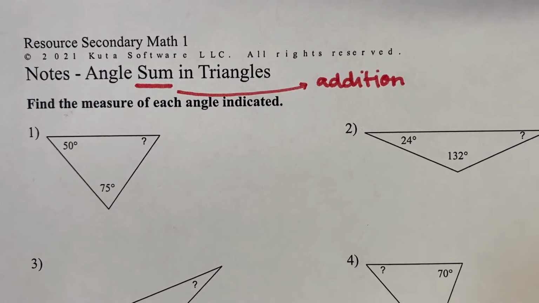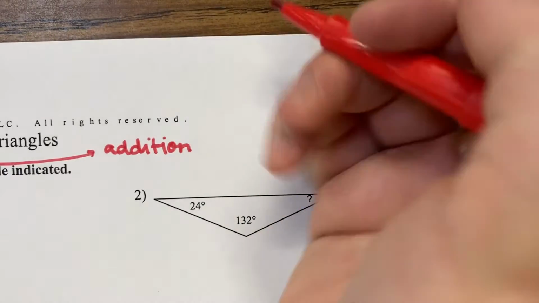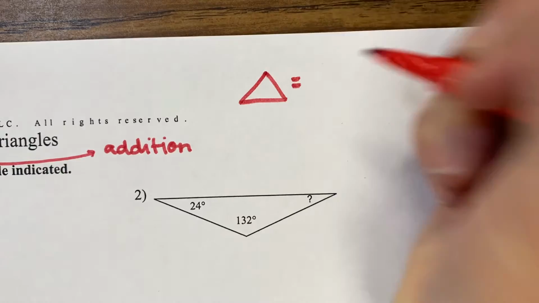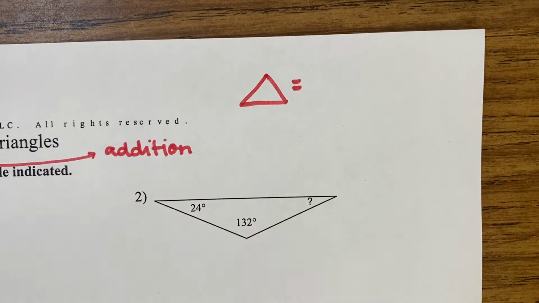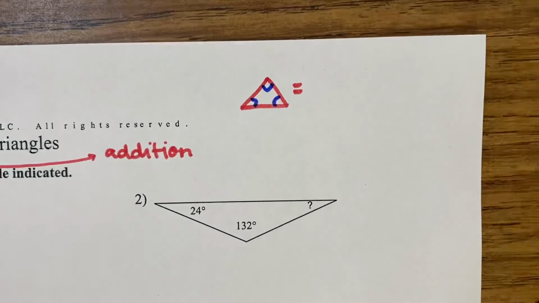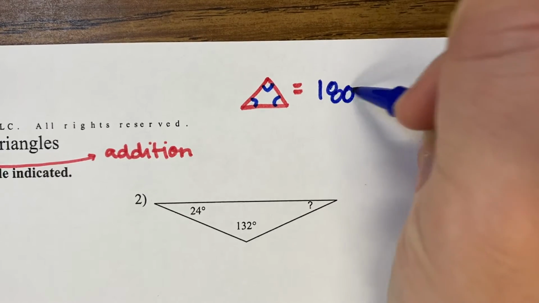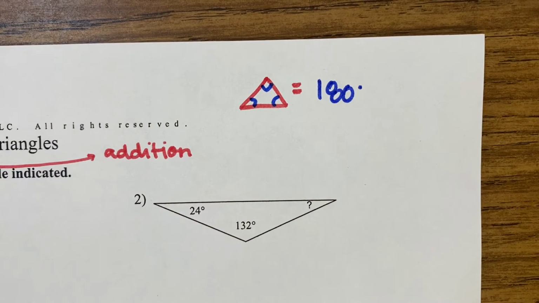The first cardinal rule, as we see all these triangles and we're going to be working with them, is we need to remember that in a triangle, there are always three angles. 1, 2, 3. Now all of these angles added together always equal 180 degrees, always.